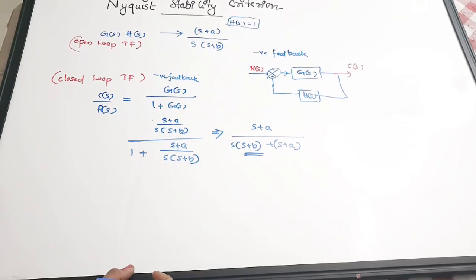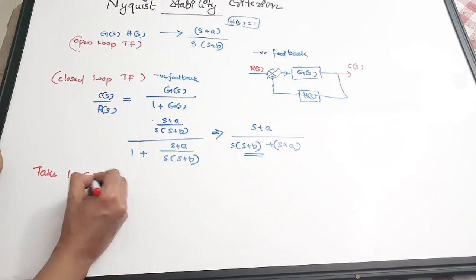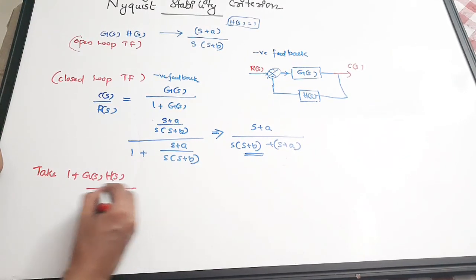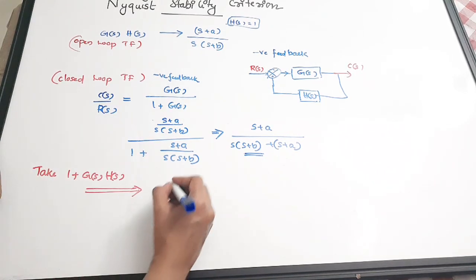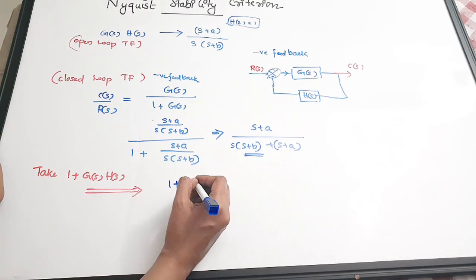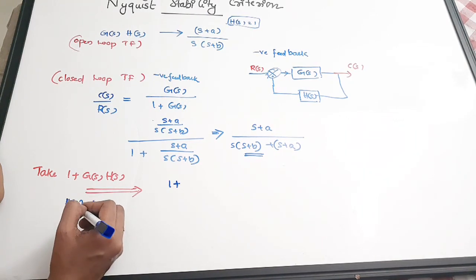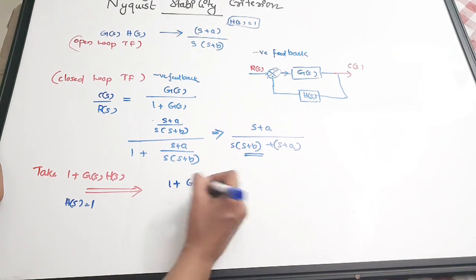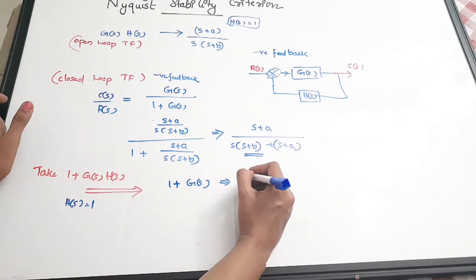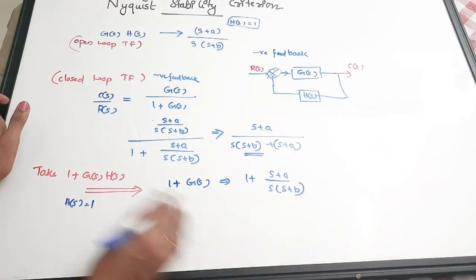Now, take 1 plus G of S, H of S. Calculate the value of this term, 1 plus G of S, H of S. Here H of S is equal to 1, so substitute it as 1. You'll be getting 1 plus G of S only. And the value is here: 1 plus S plus A by S into S plus B. Just cross multiply.